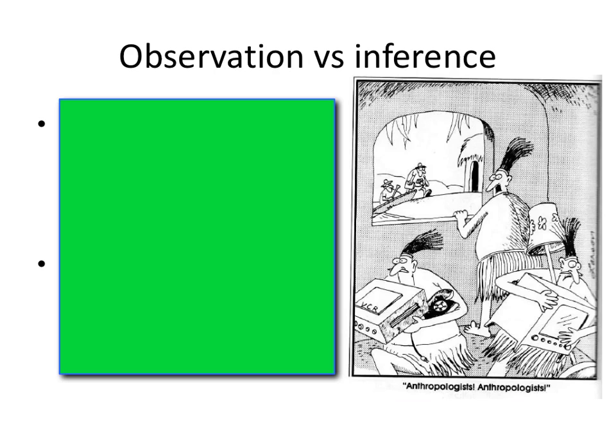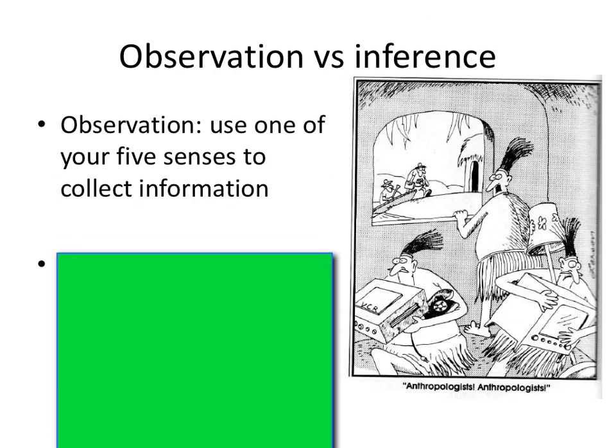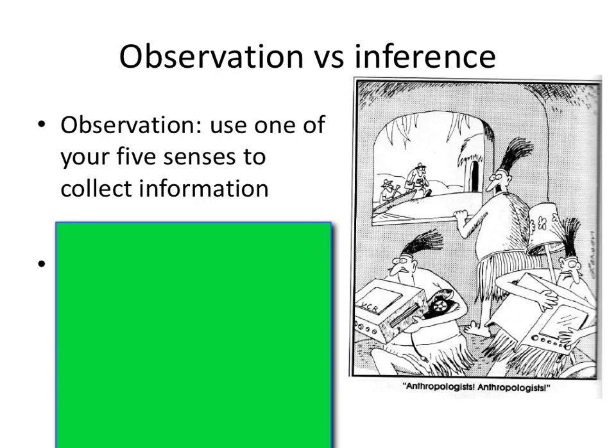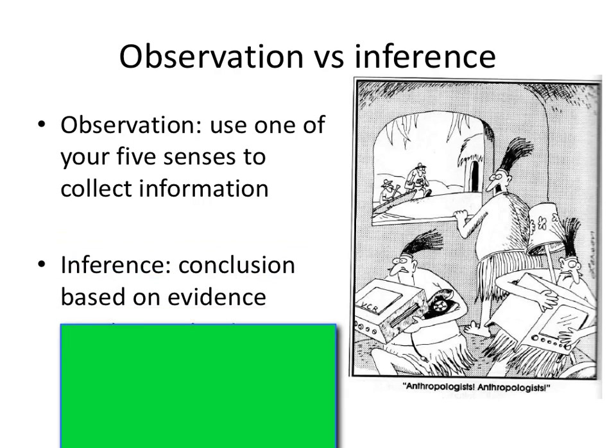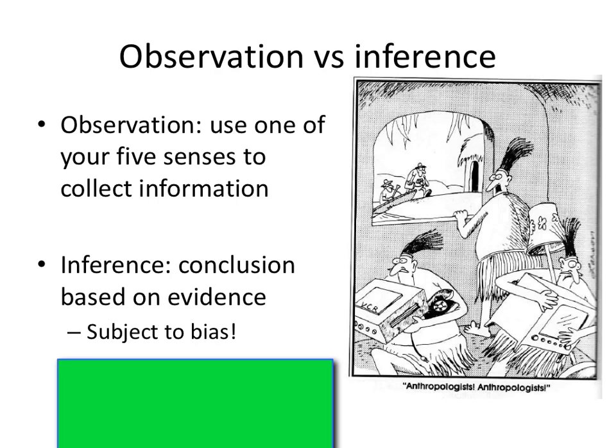Now, a quick little discussion on the difference between observation and inference. You'll probably see this word inference more than once throughout the semester. An observation, probably something you're fairly familiar with. An observation is the use of one of your 5 senses to collect information. So you can see something, you can smell something, you can touch something. All this stuff is going to give you information. How is an inference different from that? Well, an inference is a conclusion based on that evidence, and that inference is always subject to your bias, right, to how you're interpreting what you see, touch, feel, etc.